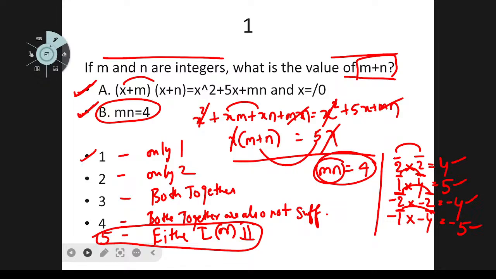What is the value of m plus n? I cannot know by using the second statement, but by using the first statement, I know that it is 5. I hope every one of you is understanding this one.